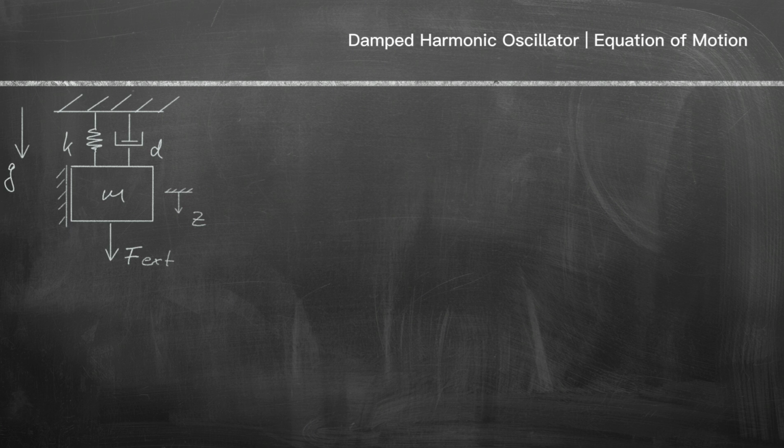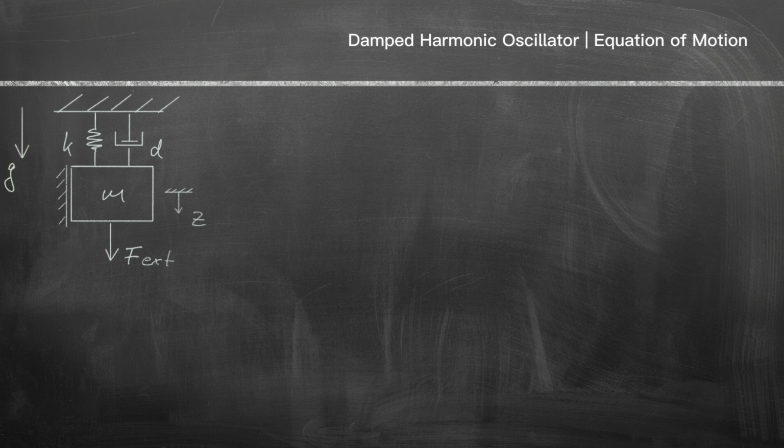Here we see a mass that can move vertically in the z direction, and the positive z direction is defined downwards. We have a spring with stiffness k, a damper with damping coefficient d, and an external force acting downwards. In addition, the gravitational force is acting as well.